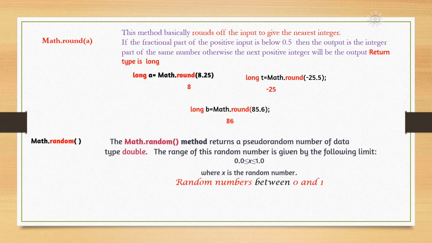And Math.random will give any random value. We have to study only the simple variation of Math.random, not other types. So Math.random will give any random number between 0 and 1. Every time the answer will differ.